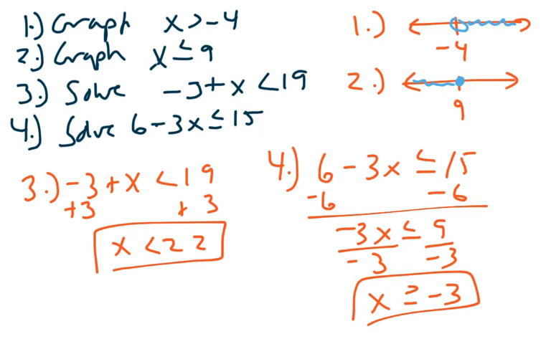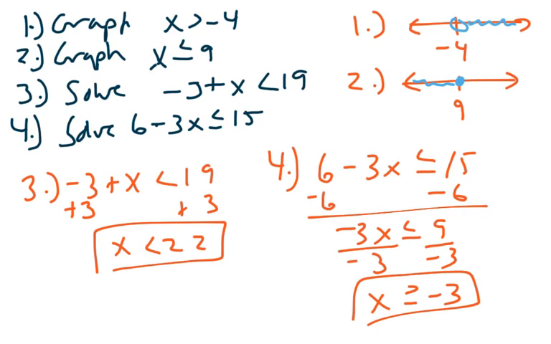For number 3, we have -3 plus x is less than or equal to 19. Add 3 to both sides. -3 plus 3 is 0, and then 19 plus 3 is 22, so we get x is less than or equal to 22.